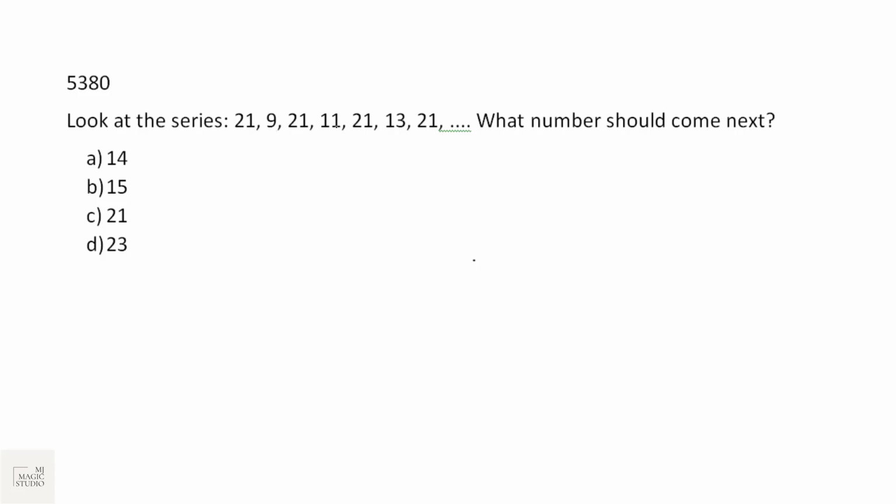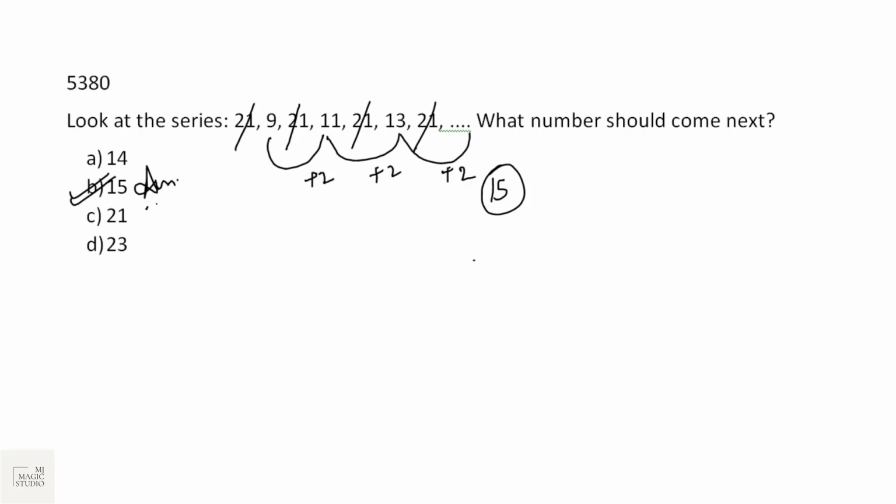Now one more. 21, 9, 21, 11, 21. So we can see that after every one number they are putting up 21. So if we delete that, let us try to locate some relationship. 9 plus 2 is 11. Plus 2 is 13. That means the next one would be plus 2 again. That is 13 plus 2 is 15. So option B is the pick.